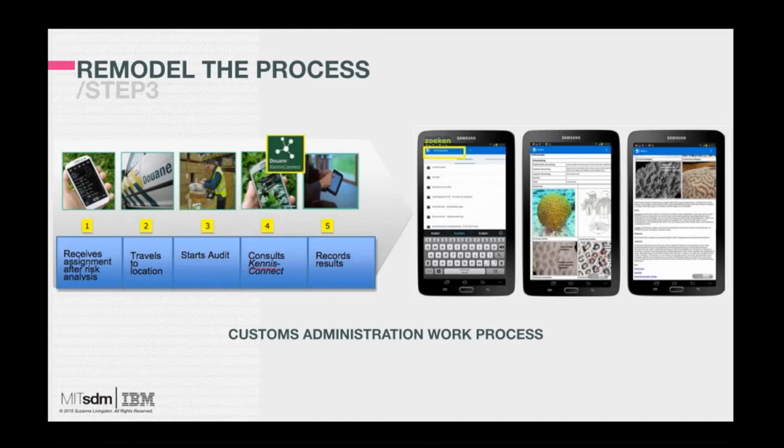So in this case, their process changed in 3 areas. First, the customs officers received their risk analysis through mobile devices at home rather than by paper in the office. Second, the officers accessed the knowledge base directly through the mobile device when questions arose during their audit. And third, the results of the audit were recorded on mobile devices rather than on paper forms.